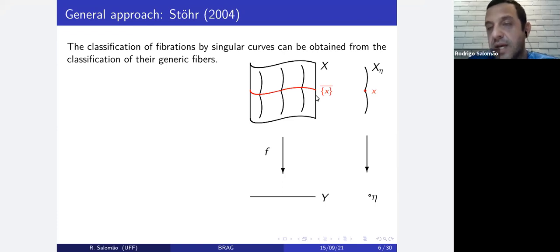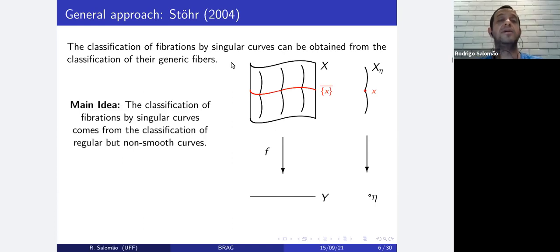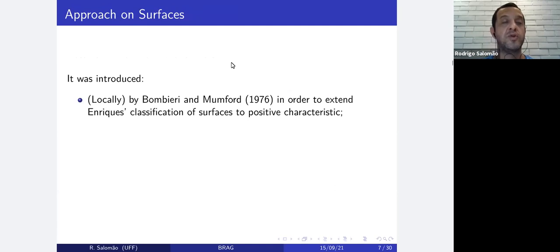Regular means that its local ring is regular, and non-smooth means that if we extend the base field, the field of constants of the generic fiber, to its algebraic closure, we will obtain singularities of the extended curve lying over this point x. So the main idea used by Stöhr is that the classification of fibrations by singular curves comes from the classification of regular but non-smooth curves.